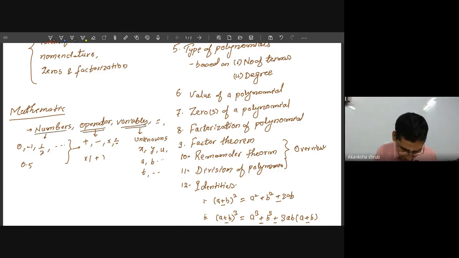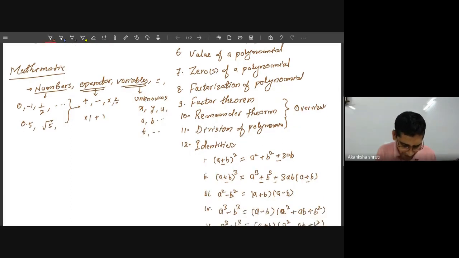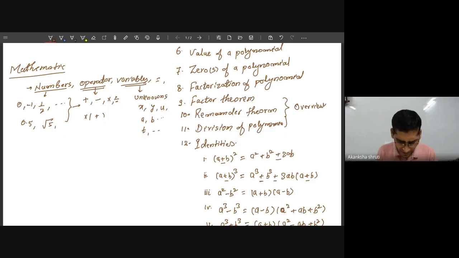So student, numbers, here we have written 0, 1, 1 by 2, 0.5. One may take under root of 5. One may take some other values also. The variable, one may take this as x, another may take this as x square, and another may take x to the power minus 2 itself. So these are the various things. Broadly in mathematics, there are three things that we come across: the numbers, their operations, and they are related to each other with variables.